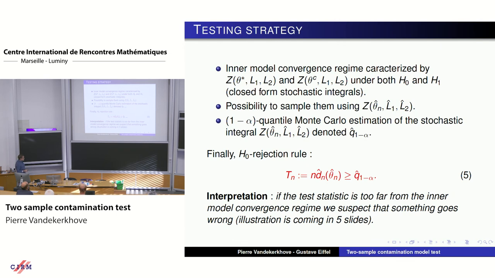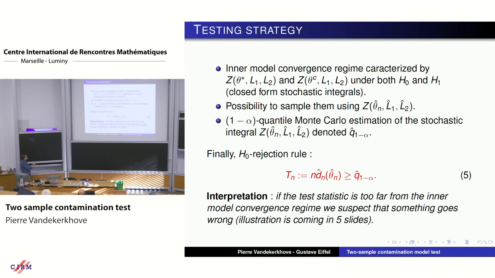Now you can expect that your test statistic Tn, evaluated at theta n, okay? So you are saying that under the inner model convergence, your test statistic will converge to some stochastic integral under theta star and theta c, the minimizer of the contrast. This happens on both H0 or H1.